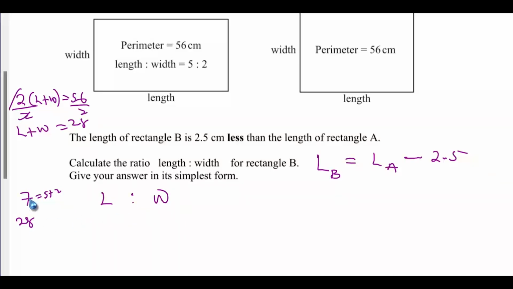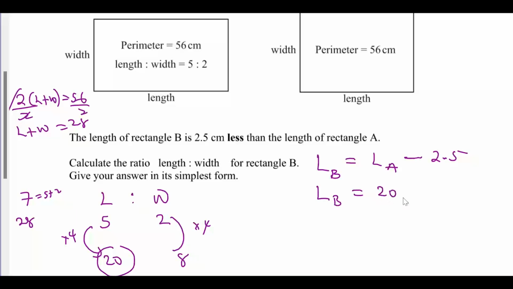How many lots of 7 are there in 28? Of course, we just have 4. The ratio is giving us 5 to 2, so the length will be 5 times 4 and the width will be 2 times 4. So we have 20 and 8 respectively. The length of rectangle A is 20. So we can get the length of rectangle B to be equal to 20 minus 2.5.